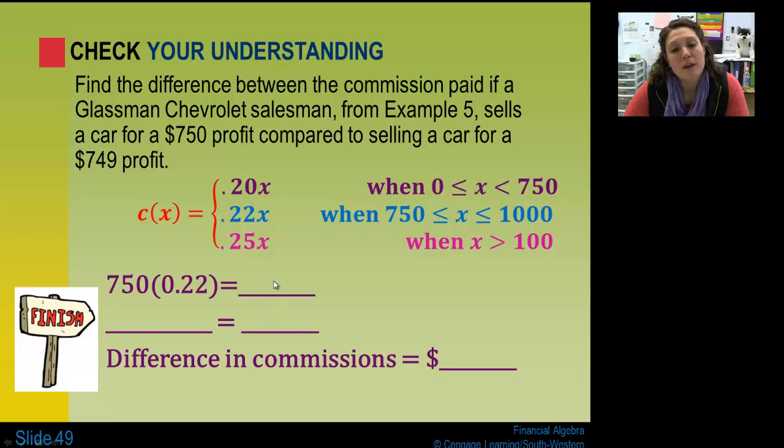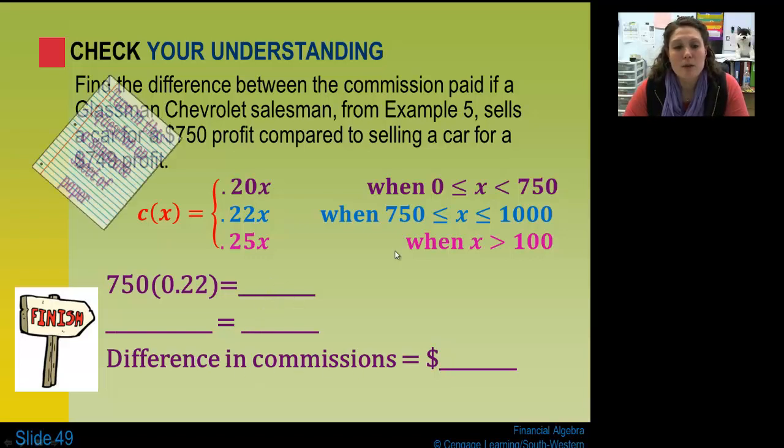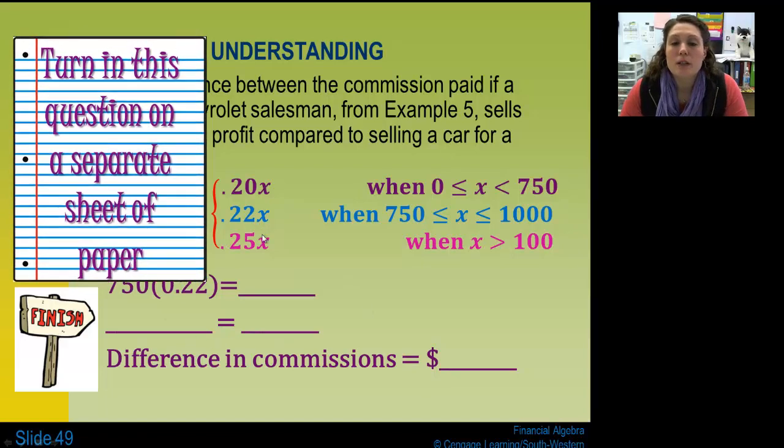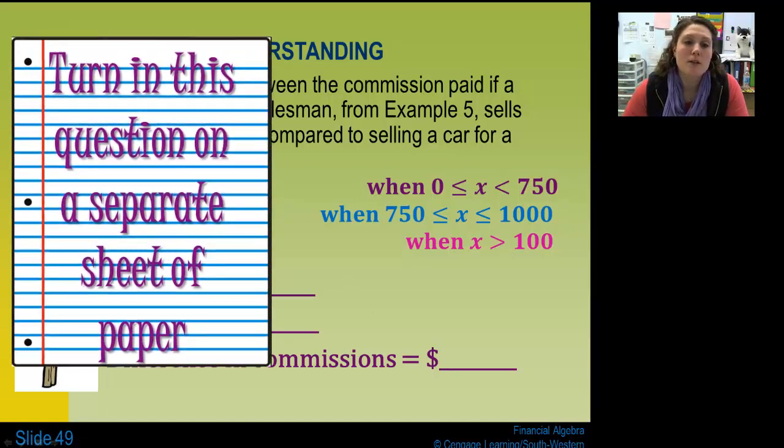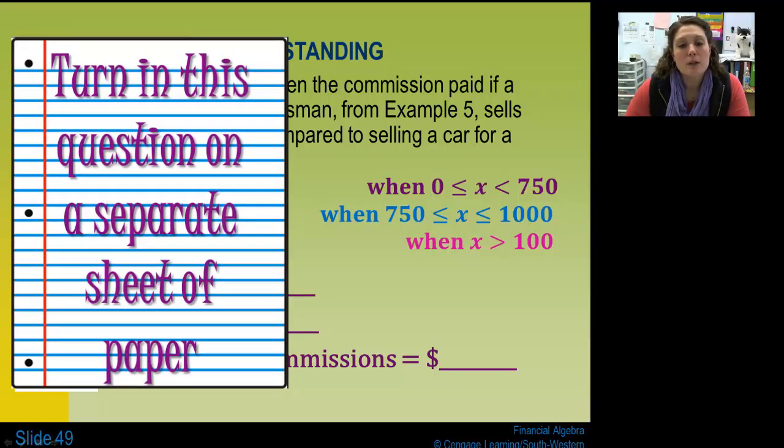You need to go ahead and figure out what those two commission rates were, and then find the difference in those commissions. So you need to actually finish this question in your notes, and then you also need to do it on a separate sheet of paper. So I should see these 3 blank lines, as well as this 4th one here of the difference in the commissions filled in.